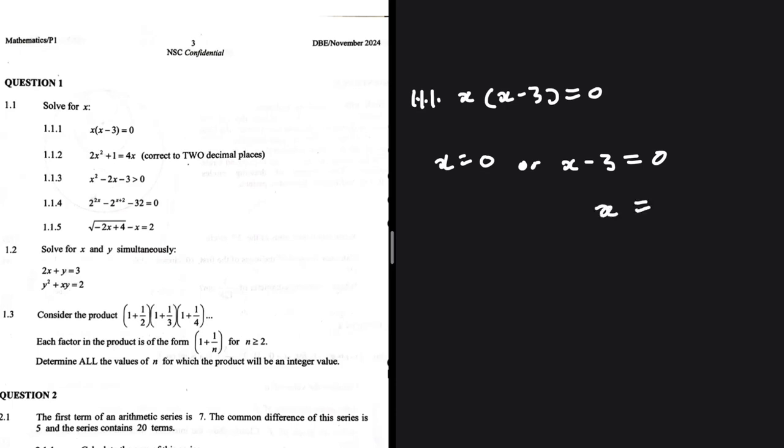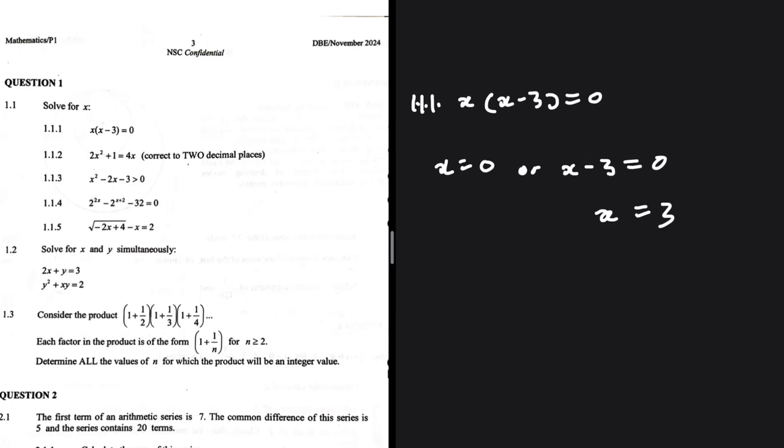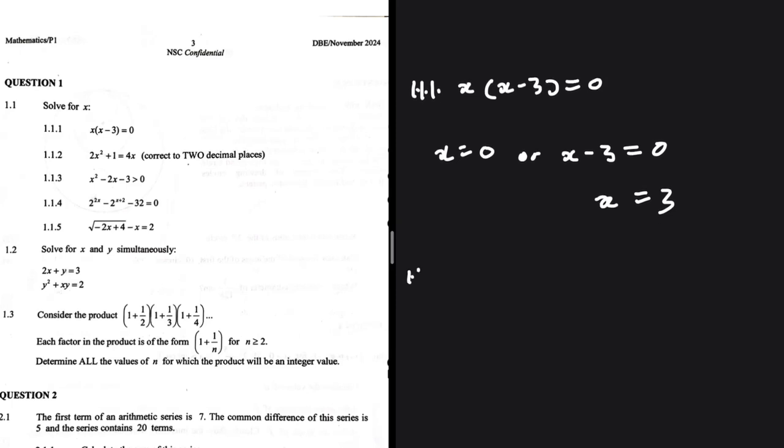Let's take a look at 1.1.1. We have x multiplied by x minus 3 being equal to 0. We're solving for x. It's either x is equal to 0 or x minus 3 is equal to 0. One between the two, right? So x equals 0 or x equals 3. That is the answer to 1.1.1. We are sticking to the basics, really. Nothing complicated. Right. Let's take a look at 1.1.2.